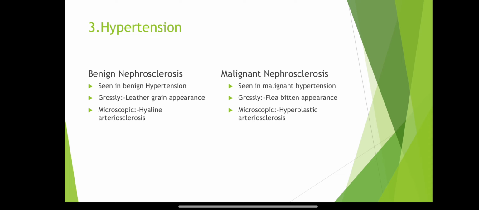In malignant nephrosclerosis, grossly there will be flea-bitten appearance, and microscopically there will be hyperplastic arteriosclerosis. Hyperplastic means there is hyperplasia, so there will be laminated thickening of the blood vessel wall. It will lead to onion skin appearance of the blood vessel wall. Onion skin appearance is also an important MCQ.